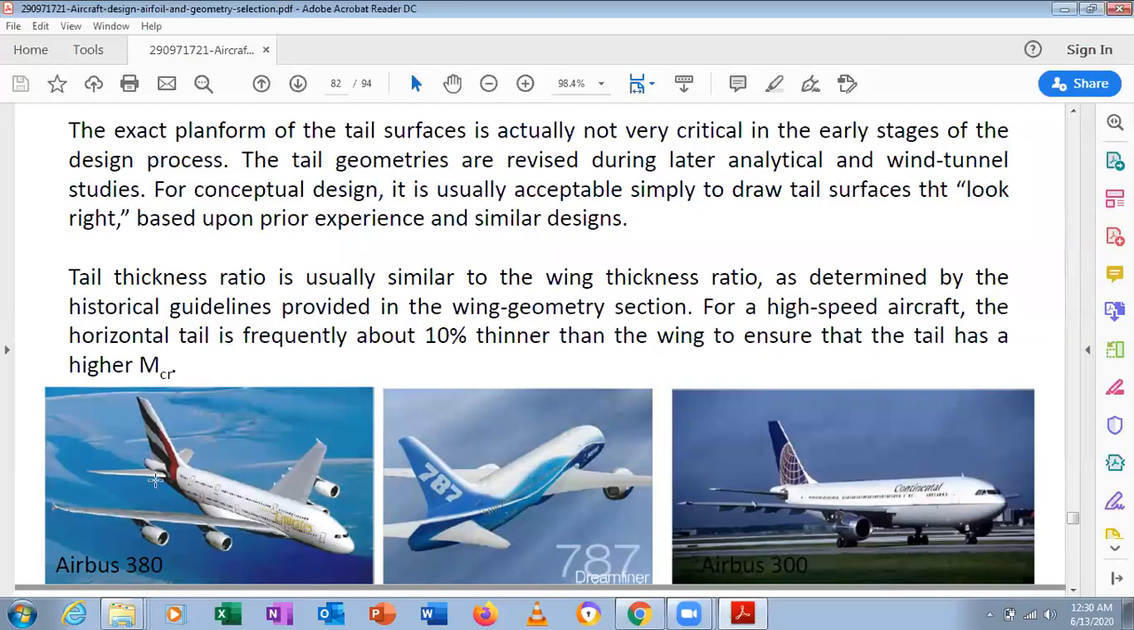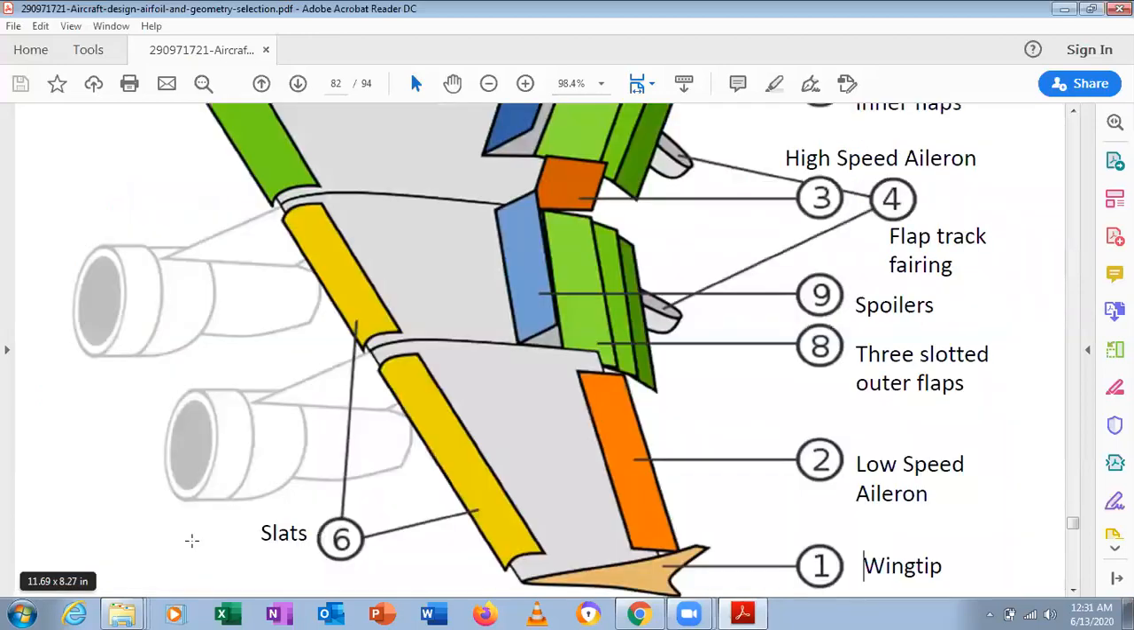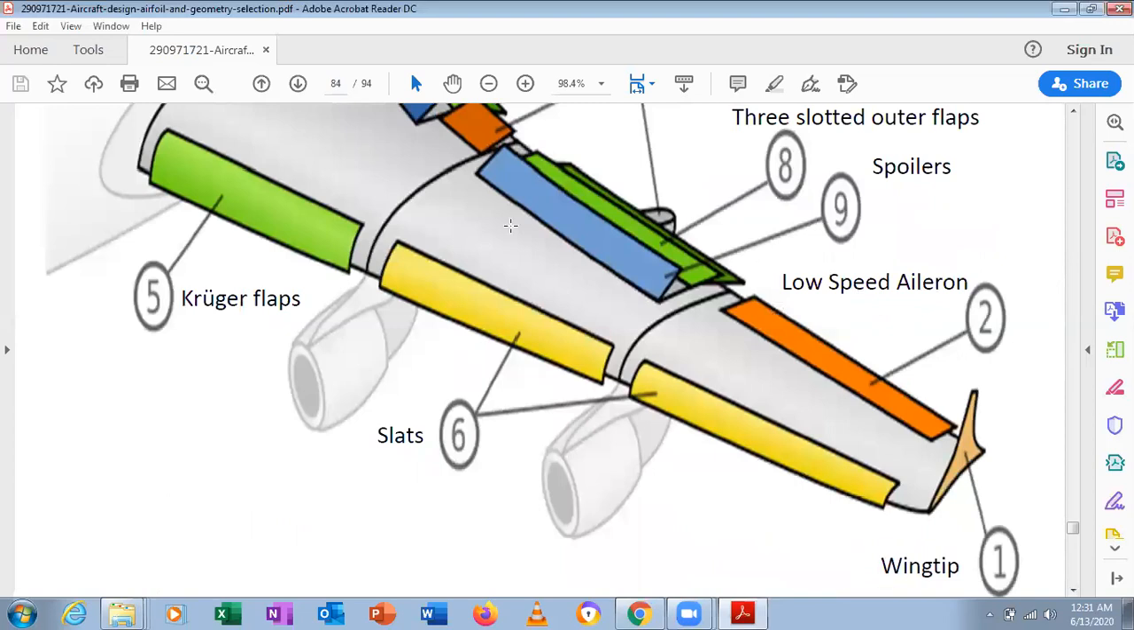So we can see the different types of wings here: Airbus 300, 787 Dreamliner, and Airbus 380. You can see different types of ailerons, and the wingtips. This is the low speed aileron, and we have a high speed aileron, leading edge slats and trailing edge slats, and the spoilers and flap track fairing. So these are the different parts of the wing. And here we have Krueger flaps, a low speed aileron, three slotted outer flaps, and spoilers.